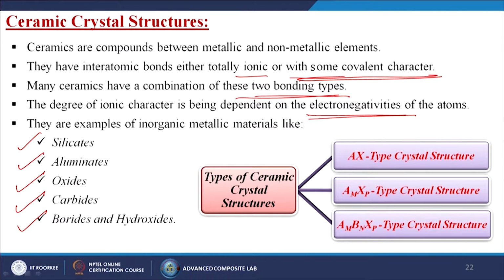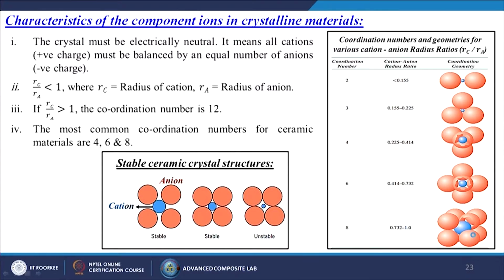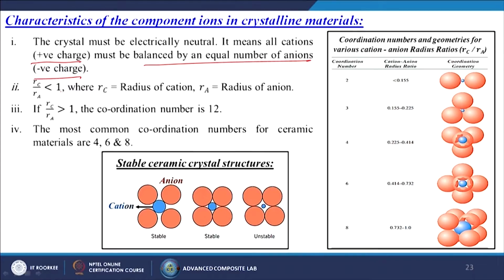So, what are the types of ceramic crystal structure? Generally we can find the AX type crystal structure, the AmXp type crystal structure, and the last one, the AmBnXp type crystal structure. Now, we are going to discuss them one by one. What are the characteristics of the component ions in crystalline materials? The crystal must be electrically neutral. It means all cation positive charges must be balanced by an equal number of anion negative charges, otherwise there will not be neutrality.